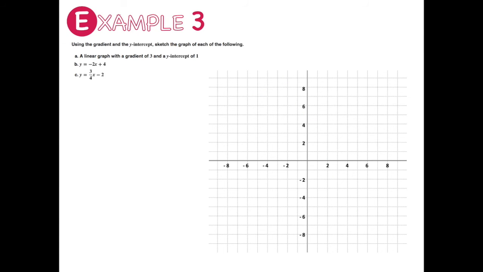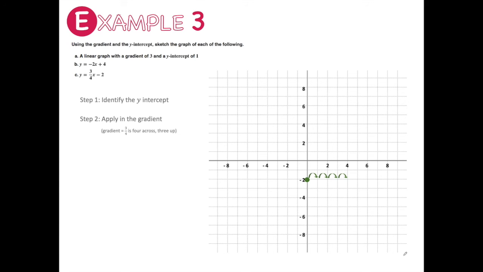Having a look at part C for my third example, y equals 3 over 4x minus 2. So step 1, identify the y-intercept, and it is going to be negative 2. So I'm putting a dot at negative 2. The second step is to apply the gradient. Now a gradient of 3 over 4 means that every time I go across 4, I need to go up 3. So the 3 value is my movement up the y-axis. My 4 value is my movement across the x-axis. So across 4, up 3.